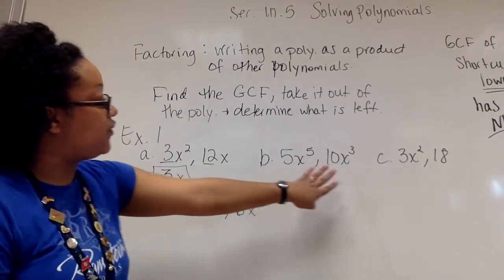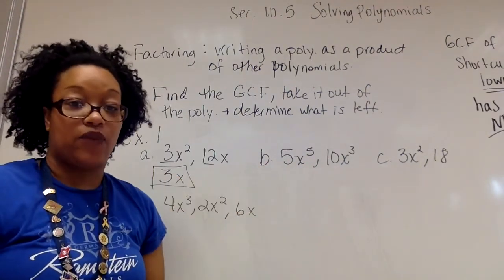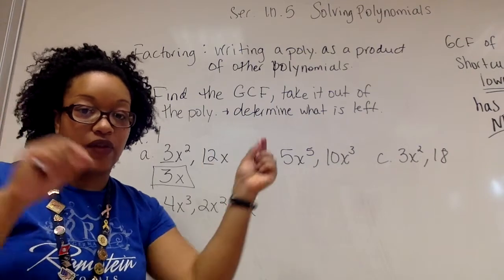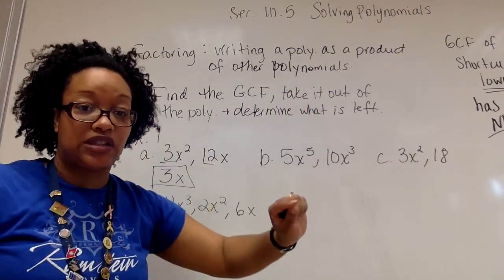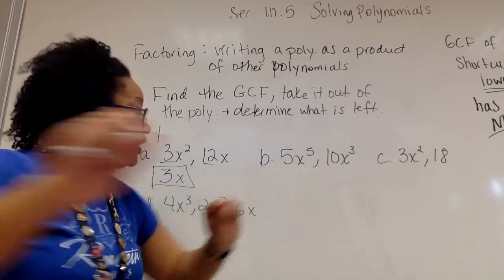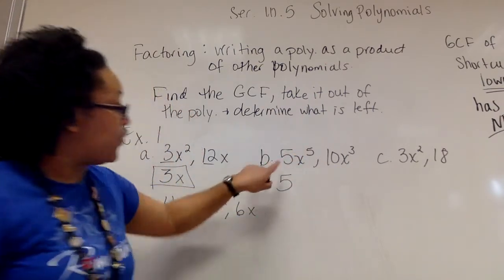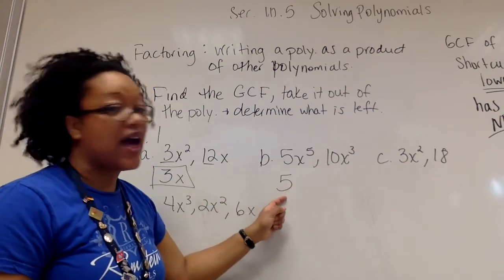All right, now let's look at letter B. You got the number 5 and the number 10. What is the GCF? Well, you need to think about it. What's the largest number that goes into both 5 and 10? Okay, if you don't know, draw your table. It's 5. The highest number that goes into both 5 and 10 is 5.